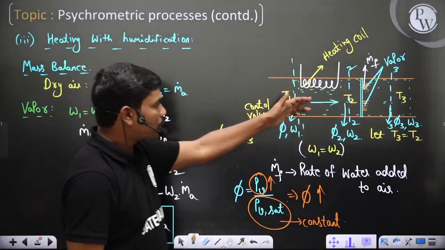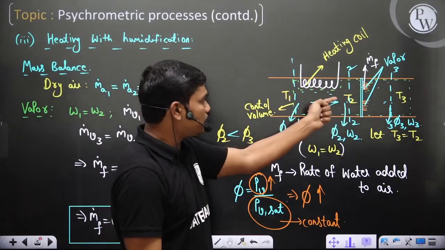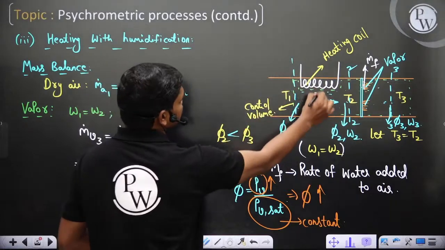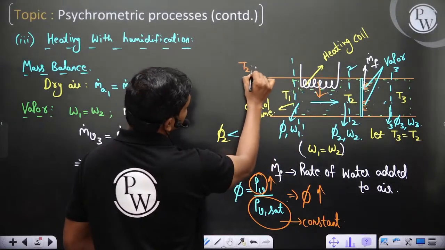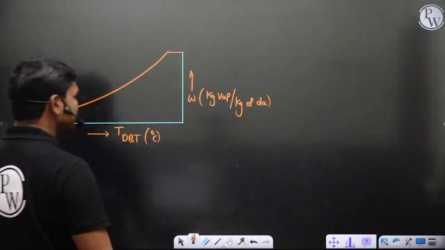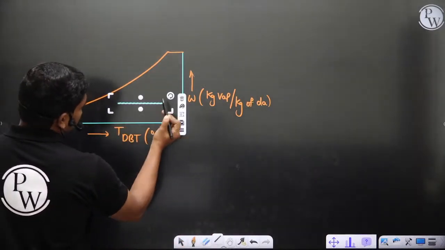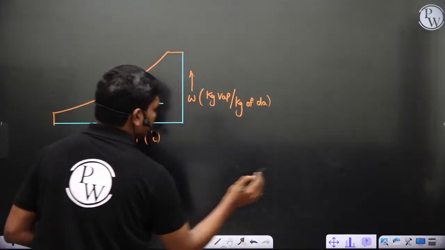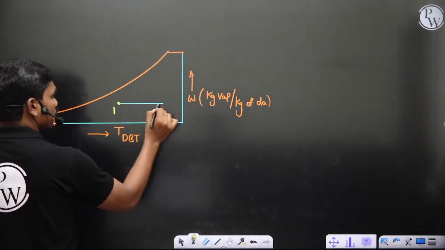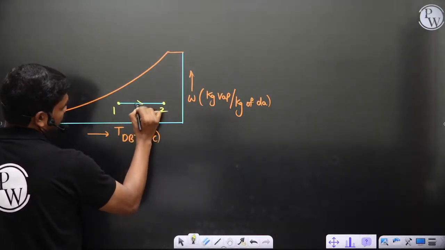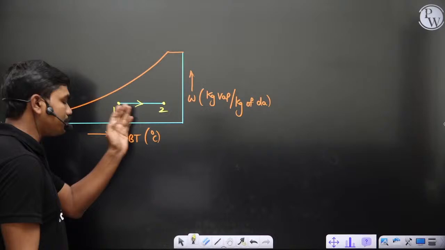For the first part, what you're doing, you're heating the substance. Okay, so T1 to T2, definitely we all know, since you're heating, heat is supplied, so T2 is greater than T1 clearly. But omega is constant. So if you start this process, it happens like this. Okay, so this is 1 and this is 2 in this case. So at constant omega, temperature increases.